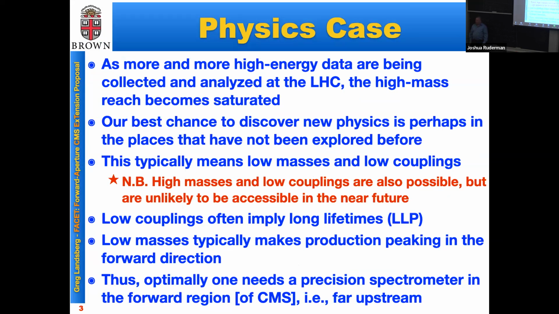So as more and more high-energy data is collected and analyzed at the LHC, the high mass reach, as everybody knows, becomes saturated. You're running against steeply falling PDFs, and a small increase in energy won't be really dramatic unless you're sitting right at the threshold of something like a black hole. So our best chance to discover new physics is perhaps to look at the places which haven't been explored before. Of course, it might not be there, but at least there is a chance. And this typically means low masses and low couplings.